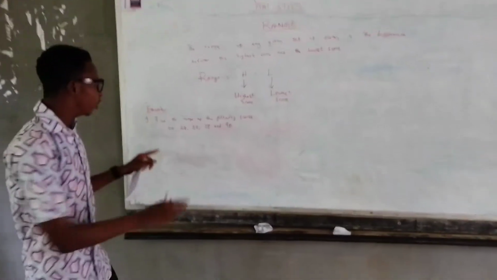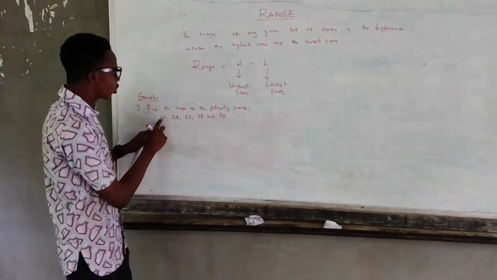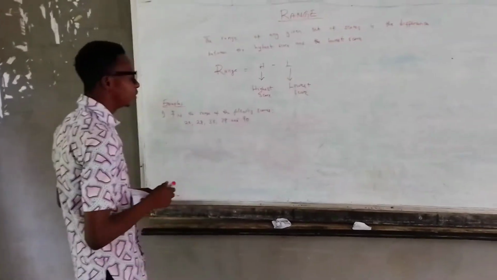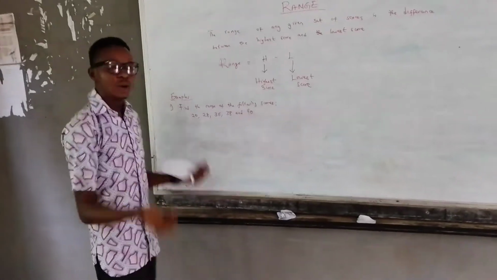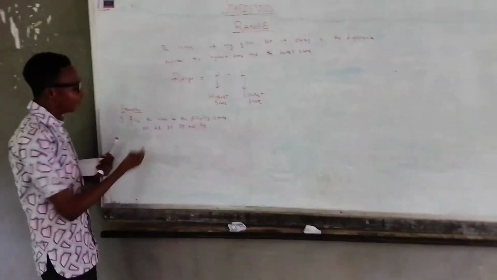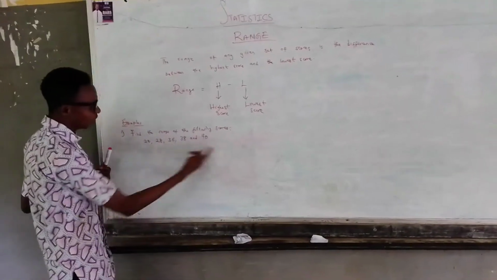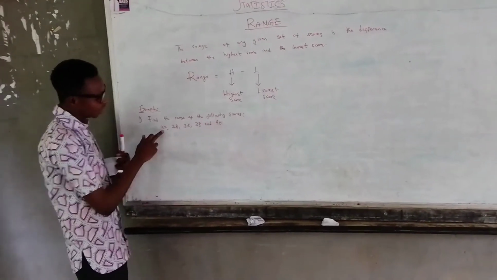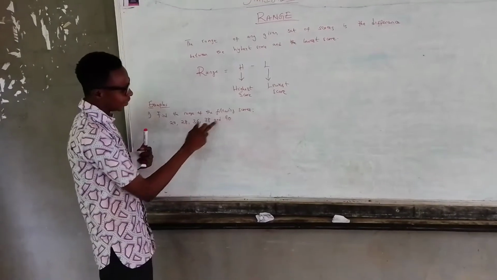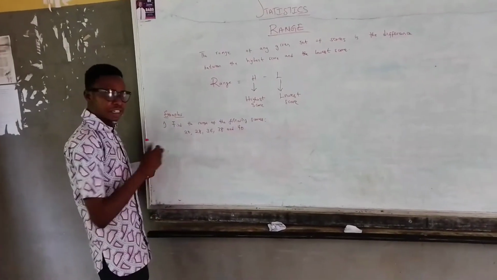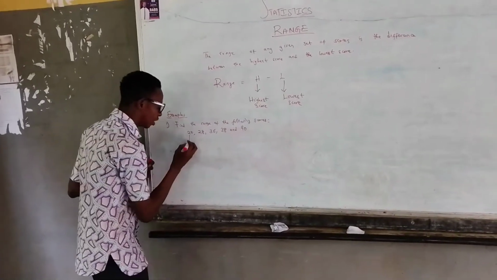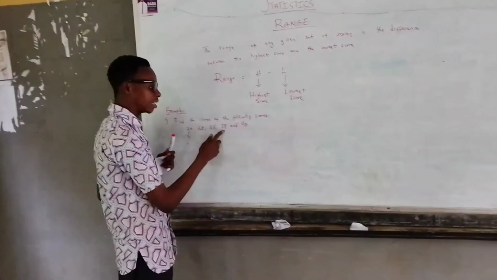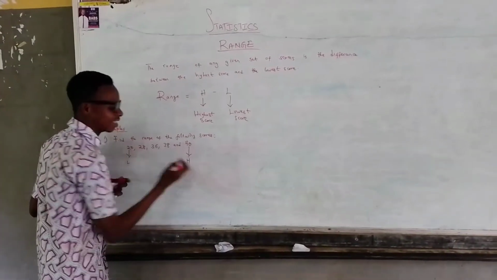So we have to find the range of these scores. Very simple. What do you need to do? You just look for the highest number and the lowest number. Which of the numbers here is the highest, and which is the lowest? If you look at it, we have 20, 28, 36, 38, and 40. Definitely 20 is the lowest. And the highest here is not 36, not 38. We have 40, which is the highest.